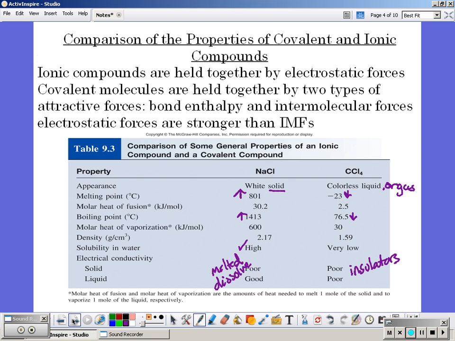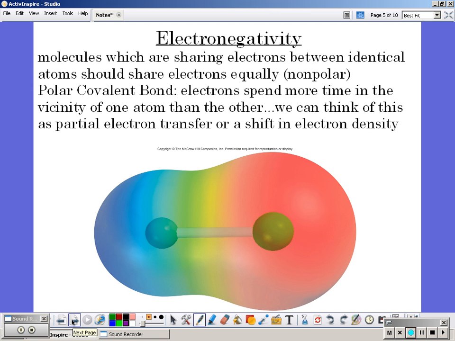Now, electronegativity we can use to also explain some of the unique properties of covalent molecules. Molecules which are sharing electrons between identical atoms should share them equally, or be nonpolar. But in a polar covalent bond, the electrons spend more time in the vicinity of one atom than the other. So we can think of this as a partial electron transfer or a shift in electron density.